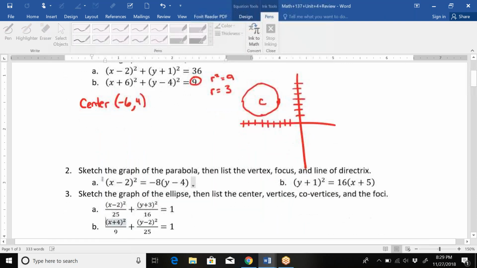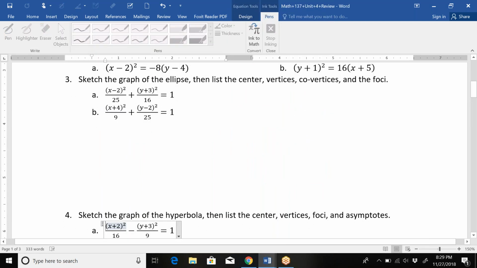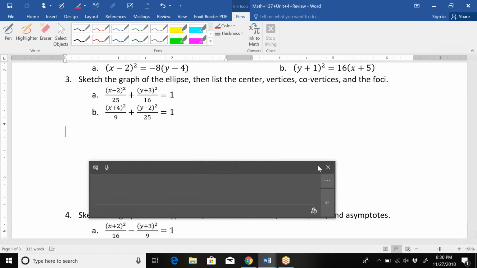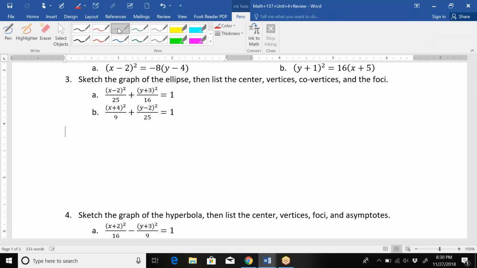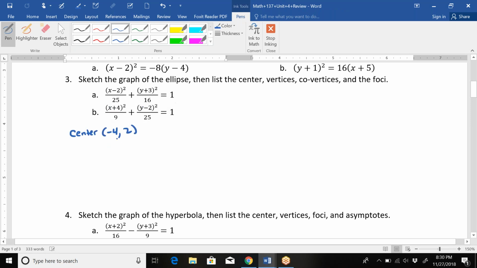For 2, we did that one in class, so we're going to look at 3, which is sketch the graph of the ellipse, then list the center, the vertices, the co-vertices, and the foci. So the center, again, is the most important thing to start off with because you build everything off of that. So this has a center. Remember, always look for the x first. So that is centered at -4 and then +2.